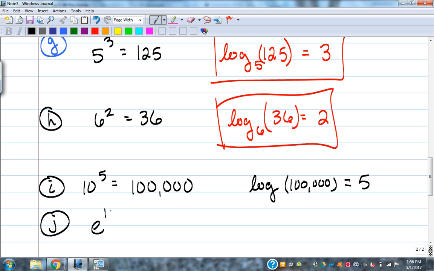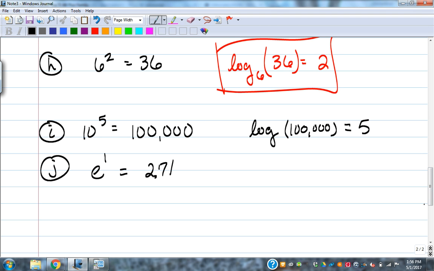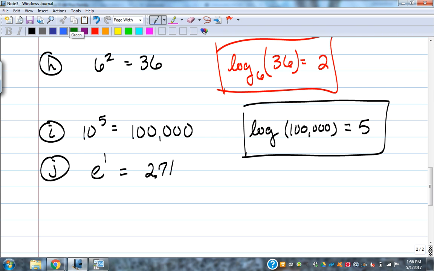E to the first power equals 2.71. What log do we use? So E is the base, so that'd be natural log, ln of 2.71 equal to 1.